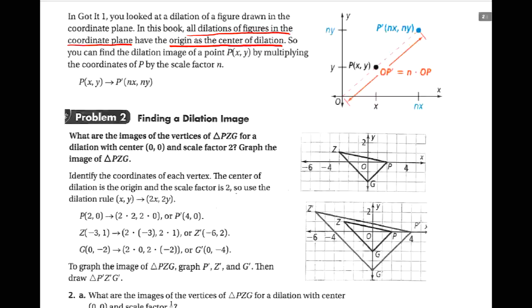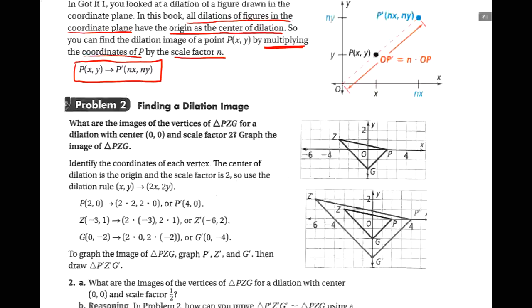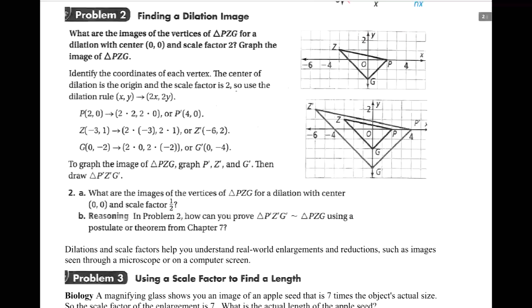Well, how do we do dilations? We do dilations by multiplying. If we multiply the coordinates of P by our scale factor, we end up with our dilation equation here. The point P at (x, y) maps to P prime at (nx, ny), right? N is our scale factor. Let's take a look at an example of this.